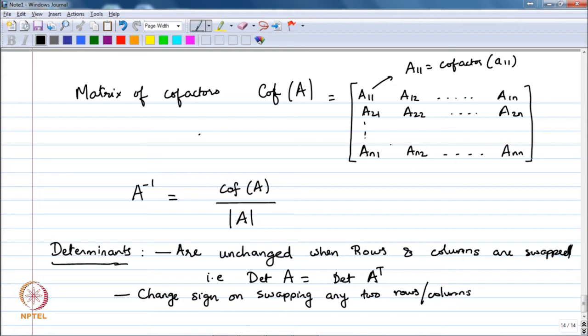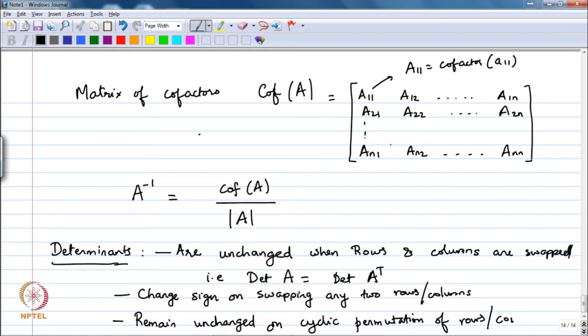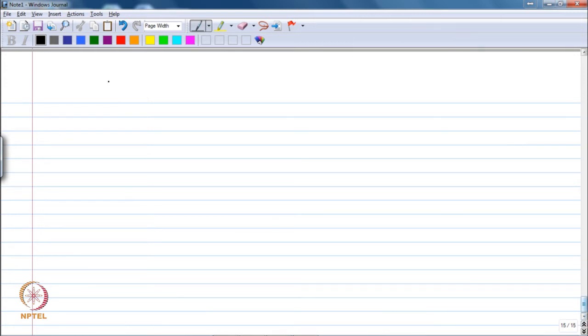If you interchange any two rows or any two columns, then the determinant will change sign, it will become the negative of that. The other two important points are that they remain unchanged on cyclic permutation of rows or columns. If I shift all the rows or columns to the right.